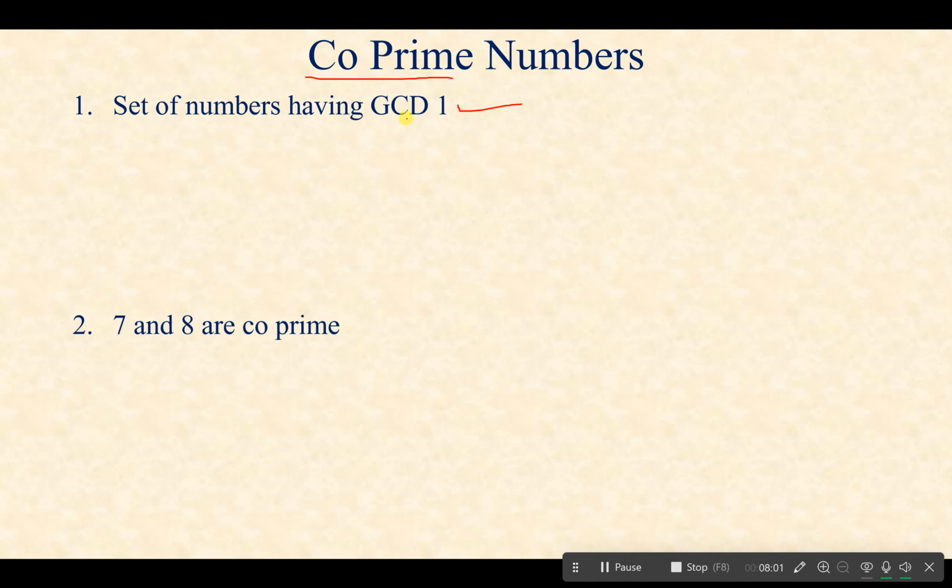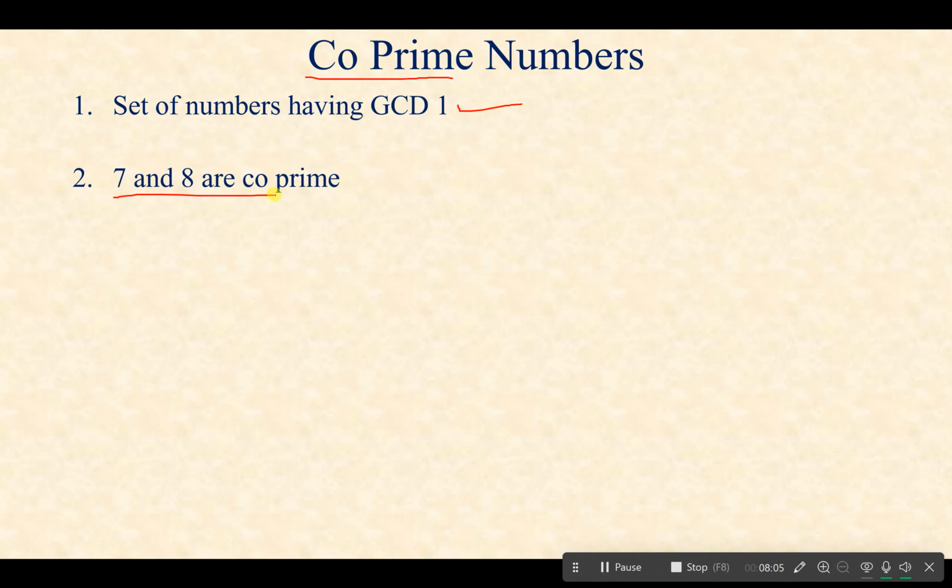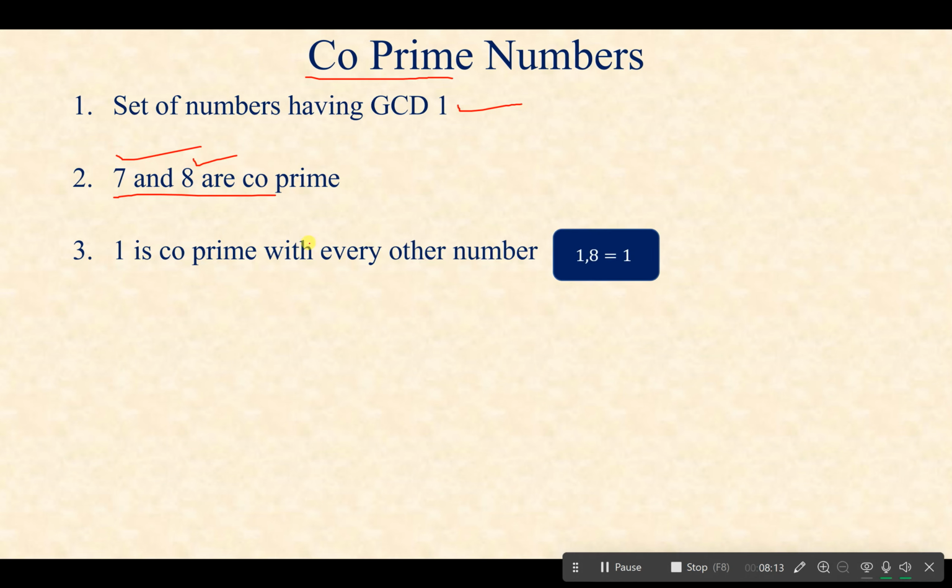Now one more important aspect, we will see what are co-prime numbers. See, this is very important with respect to cryptography. So co-prime numbers means a set of numbers which have GCD as 1. For example, see 7 and 8 are co-prime. How do we know that they are co-prime? Because the GCD of 7 and 8, if you want, you can try. So the GCD of 7 and 8 is 1. See here.